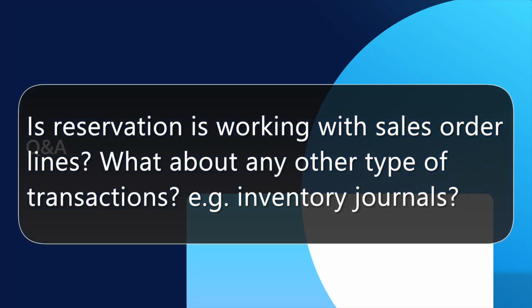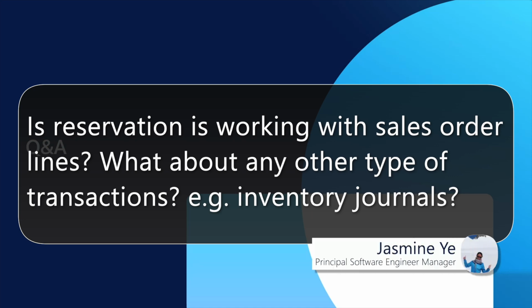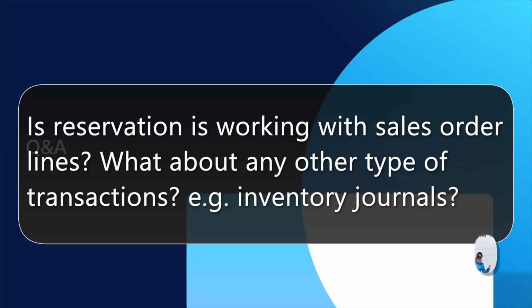Then the next question is, is reservation working with sales order lines? What about any other types of transactions, inventory journals? Jasmine, you want to take this question? Yeah, I think for soft reservation scenarios, it's working with sales order lines. And about other types of transactions, we do have a work item being worked on right now, that's about adjustment journal.